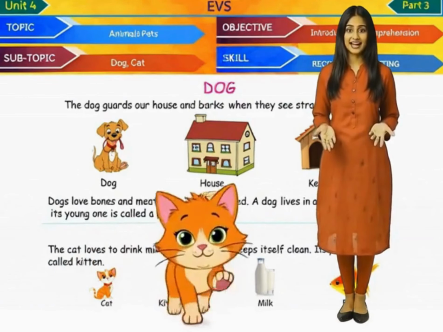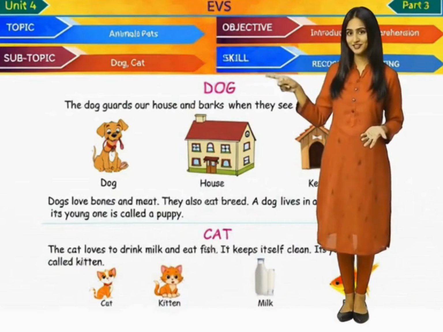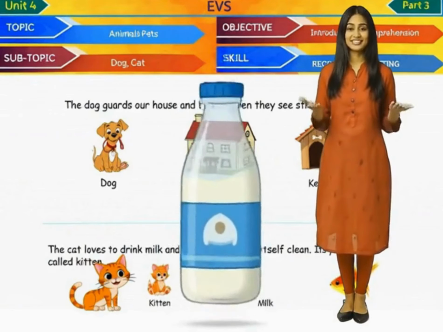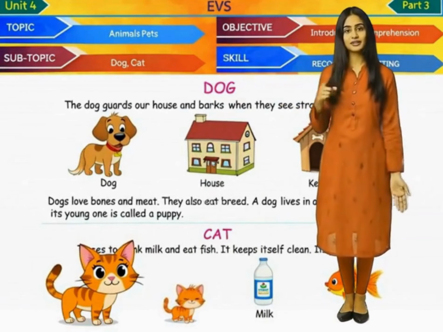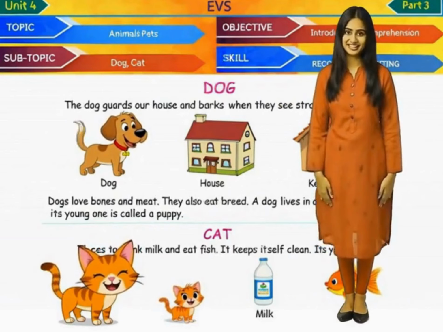The young one of a cat is called a kitten. Kittens are small, playful and very cute, and they love to run and jump around. They only drink milk, not fish. So today we learned about dog, cat and kitten. All animals need love, care, food and a safe place to live, and we must always be kind to them.